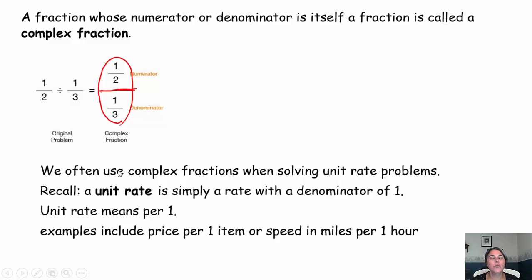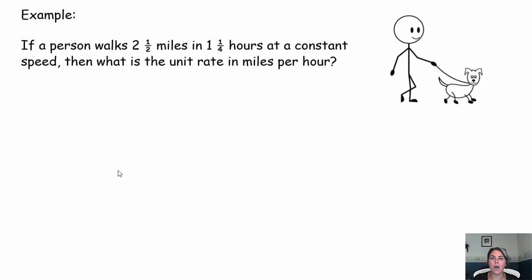We're going to be using complex fractions when we try to solve unit rate problems. Remember, a unit rate is where we want to convert our denominator to a denominator of 1. We've talked about price for one item, speed in miles per 1 hour. Those are some that we've talked about. This is the first example I'm going to have you try on your own in a moment.